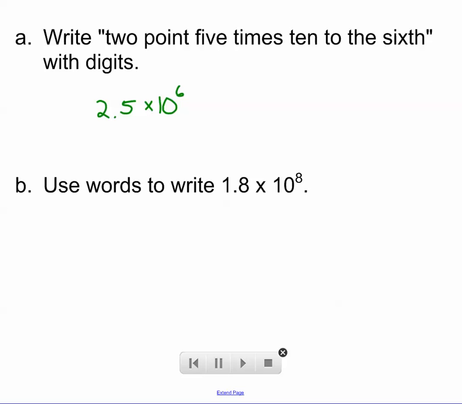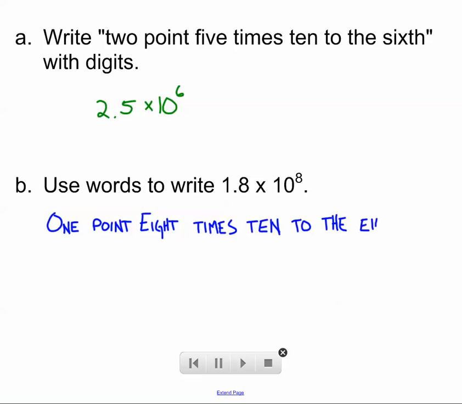We say this or write it as 1.8 times 10 to the 8th. All right, so 1.8 times 10 to the 8th. Scientific notation, and that's how you say it.